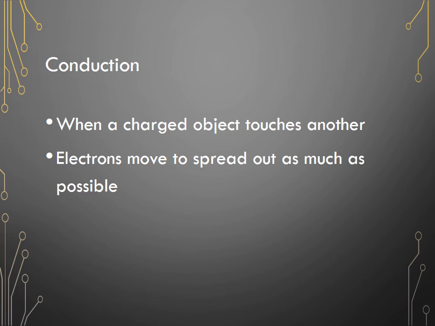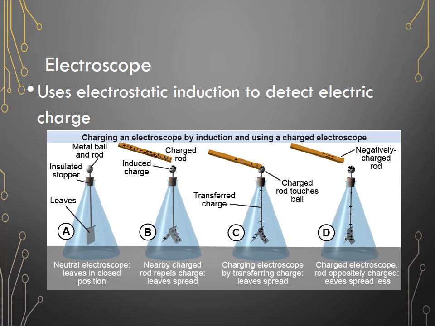So some objects can also be charged by touching each other. This only works with conductors, where the electrons are free to move through both objects. So if a charged conductor touches another conductor, whether it's charged or not, the electrons will move to spread out as much as possible, leading to a roughly even distribution of electrons over the surface of the combined objects.